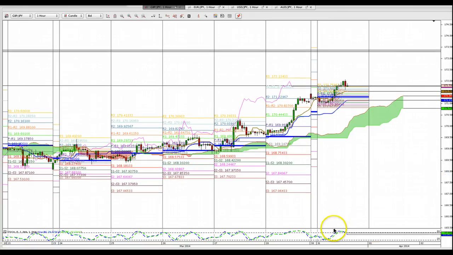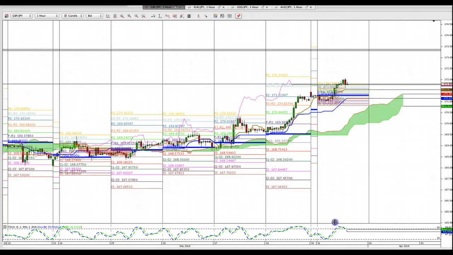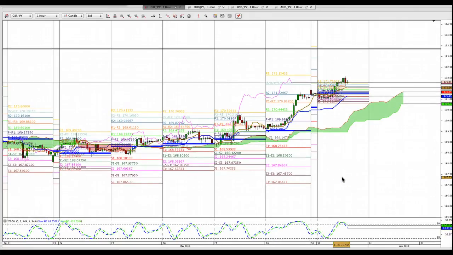It's quite simple. Visually, it's very easy to be able to scan several pairs, because you're just looking for the same thing. You're looking for price above the cloud on all time frames, the daily, the 4-hour, 1-hour chart. Then you're looking for entries.